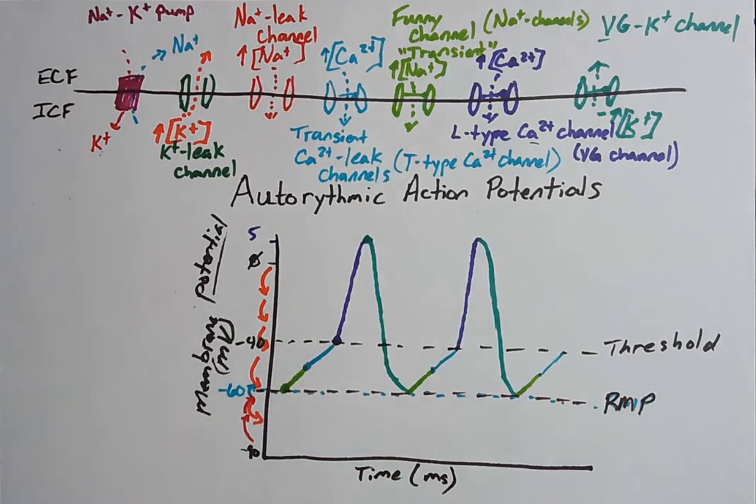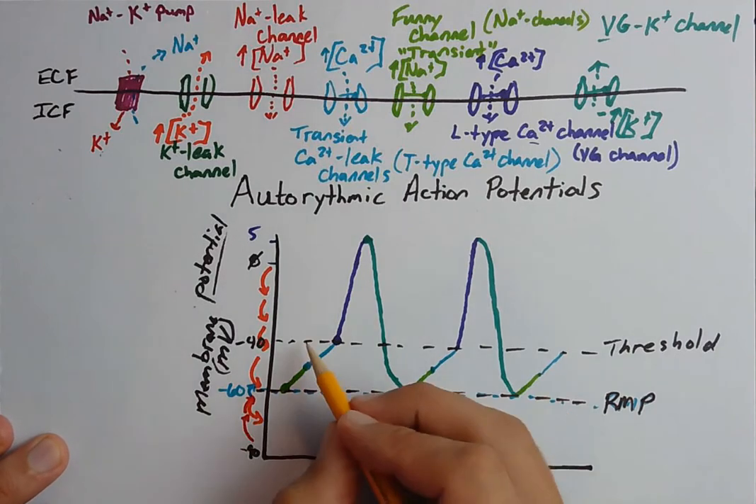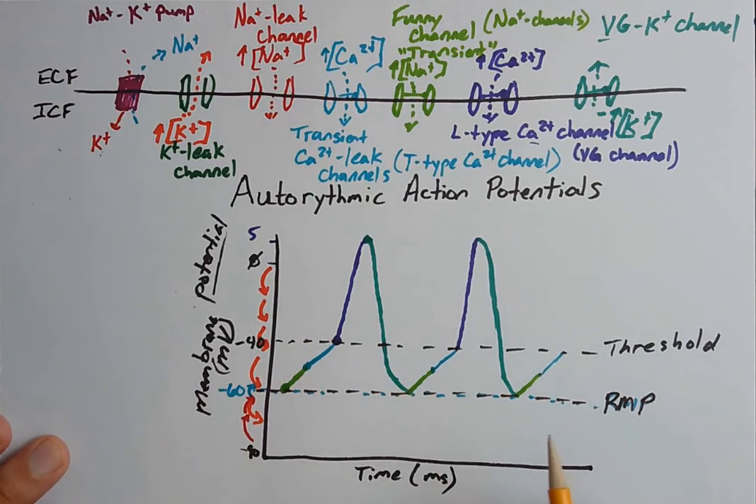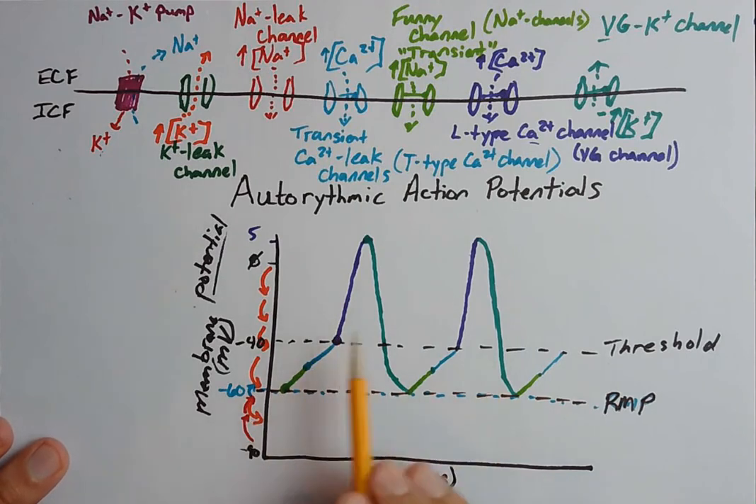What would happen if we reached threshold faster? What if we changed the slope of this pacemaker potential? Is the heart going to beat faster or is it going to beat slower? And hopefully you guys have answered, it's going to beat faster, right? We've reached threshold earlier, therefore an action potential will start here rather than here. And that reduces the time between action potentials and that increases the heart rate.